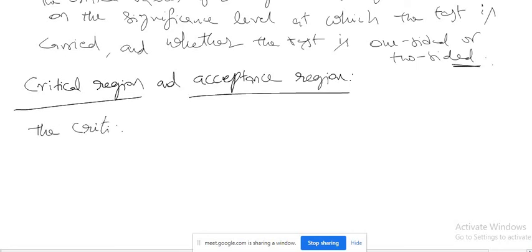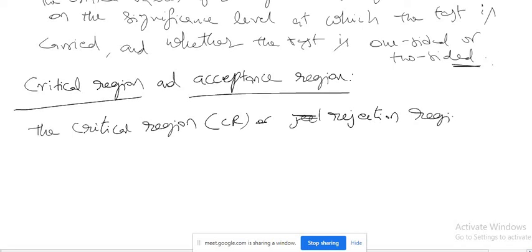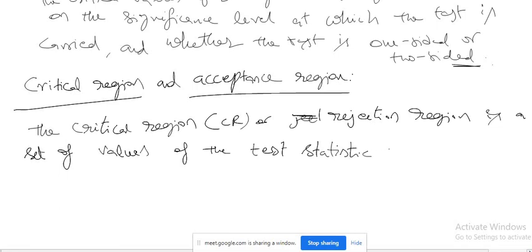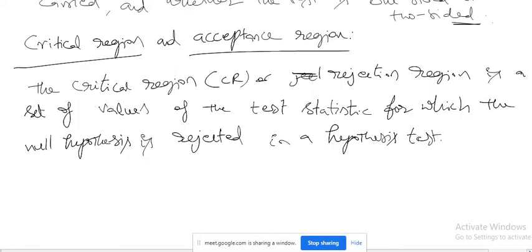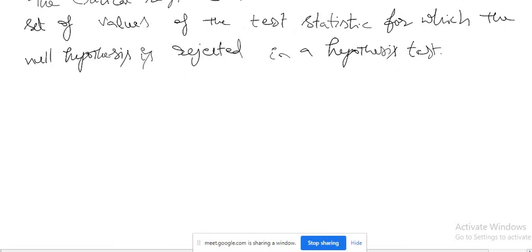The critical region, CR, or rejection region, is a set of values of the test statistic for which the null hypothesis is rejected in a hypothesis test.